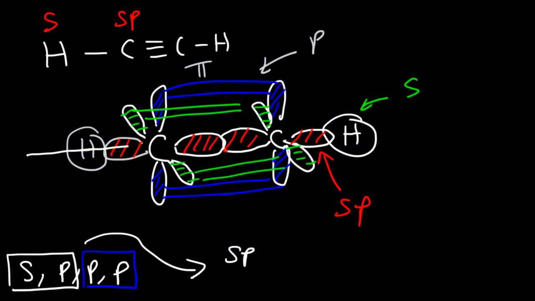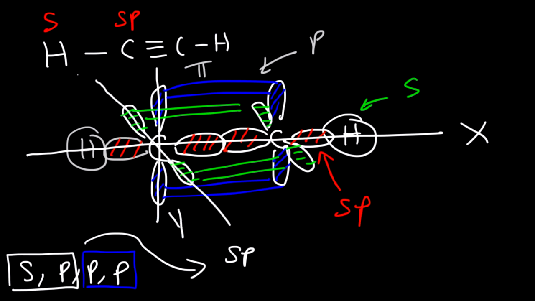Now let's say this bond is along the x-axis. The bond in blue would be along the y-axis. Let me put it here. And the bond in green should be along the z-axis.